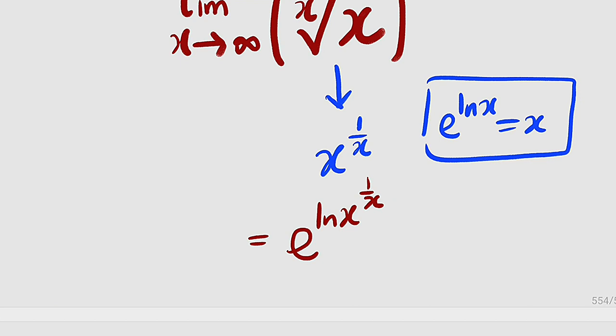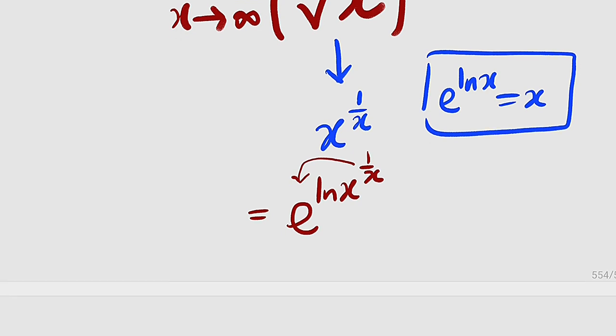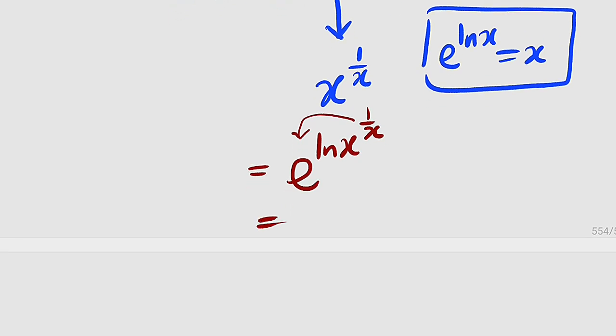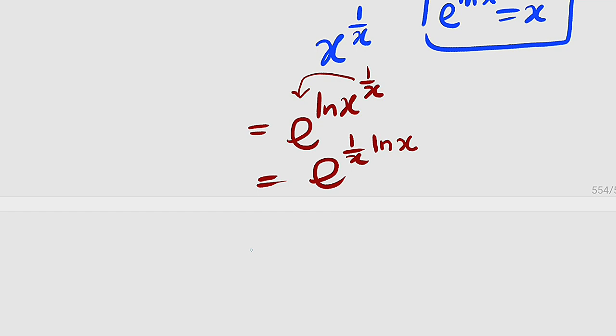And according to one of the laws of logarithm, this power can drop down to multiply, right? So we have this to be equal to e to the 1 divided by x multiplied by natural log of x, which is the same thing as saying e to the natural log of x divided by x, because 1 over x is the same thing as dividing by x.